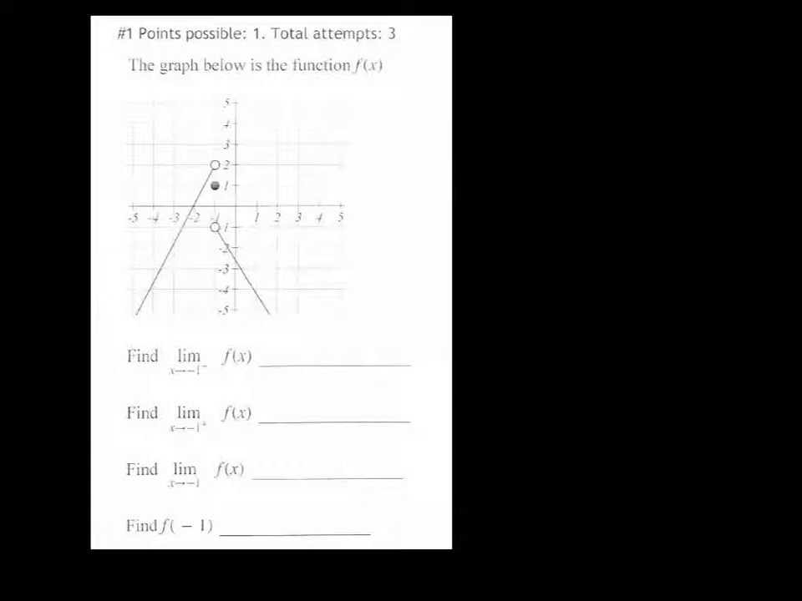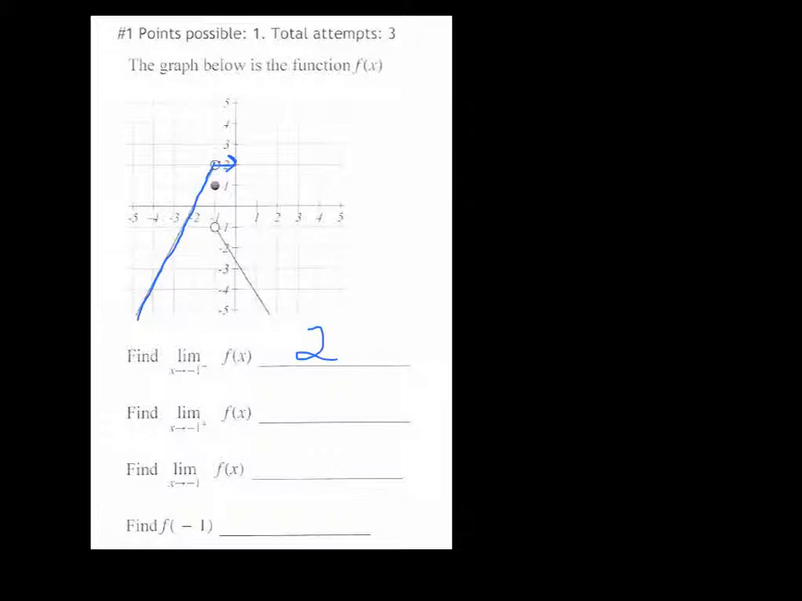First one, we are given a graph and we're asked to find some limits. So first one is limit as x approaches -1, and then the little negative sign in the exponent indicates from the left. So we want to take a journey getting to -1 from the left. So we would need the left-hand side. So we're going to follow this line till we get to -1, and the y value that matches up when we get close to -1 would be 2.